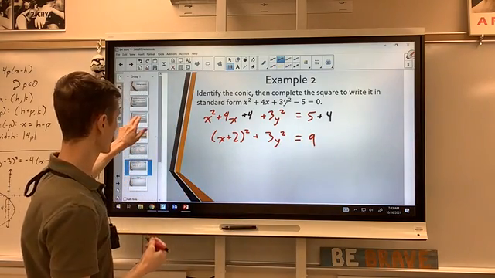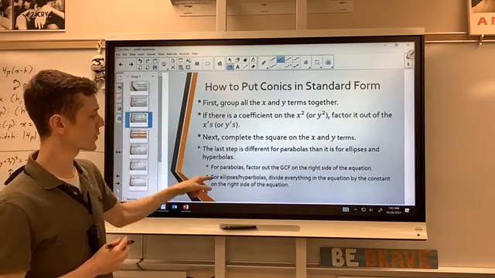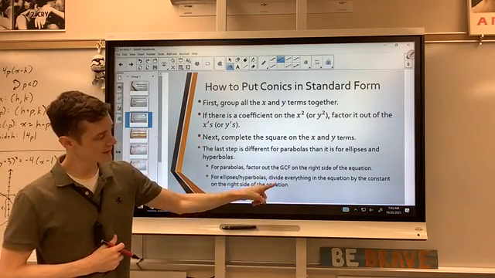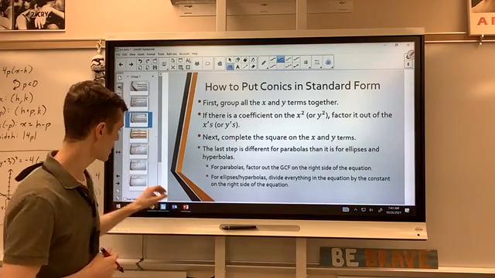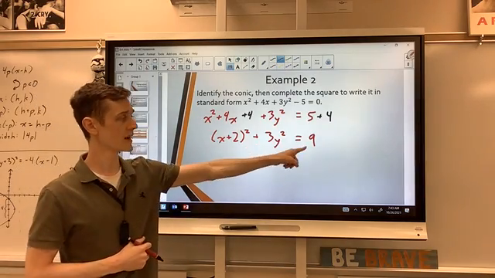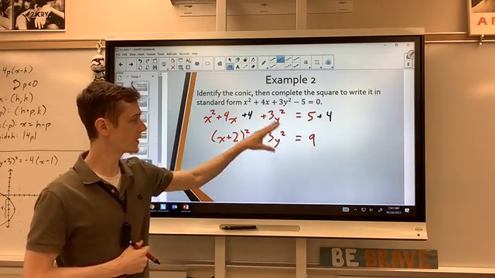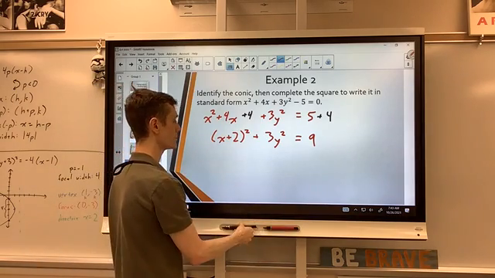So now let's look back at our next step. Since we said this one's going to be an ellipse or a hyperbola, now I need to divide everything in the equation by the constant on the right-hand side. So going back to my example, the constant I have is 9. So I'm going to divide everything by 9.